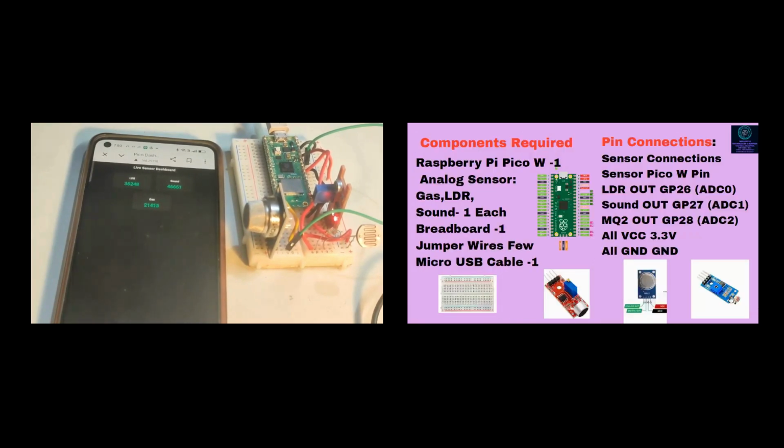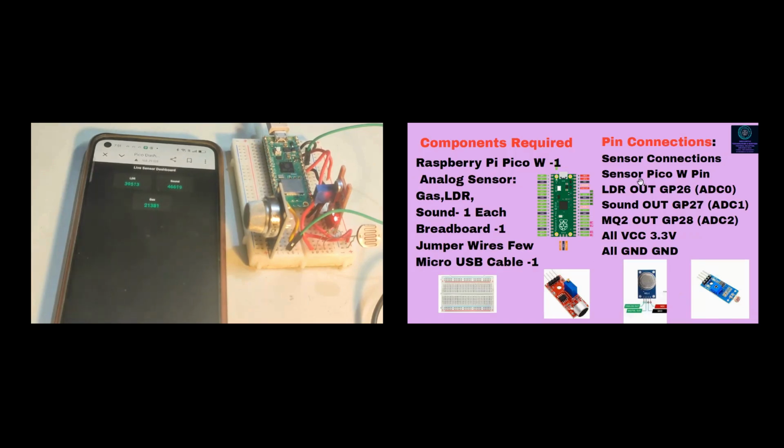Now, next is components. What we have used here: one Raspberry Pi Pico W. Pico W has this type of chip for Wi-Fi connection. Then analog sensors: gas sensor, sound sensor, and LDR. We have also used a breadboard. As you can see, we have connected from a breadboard with jumper wires. The connections are very simple.